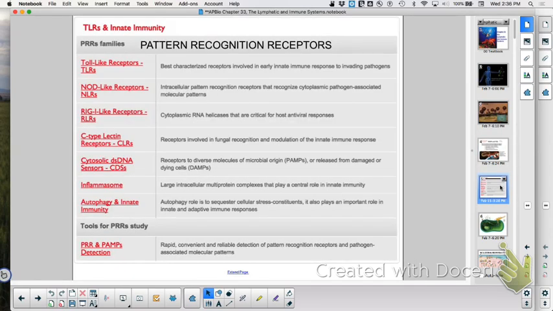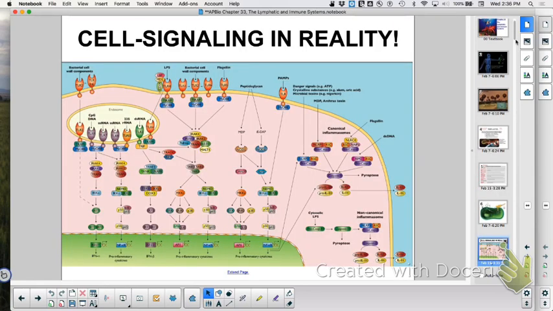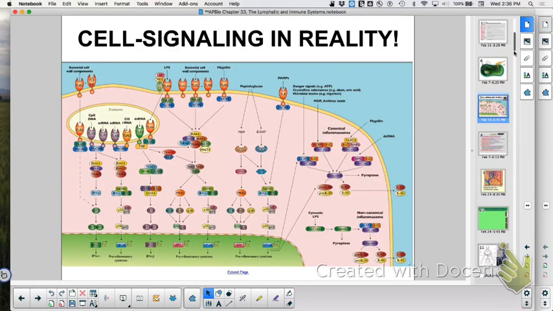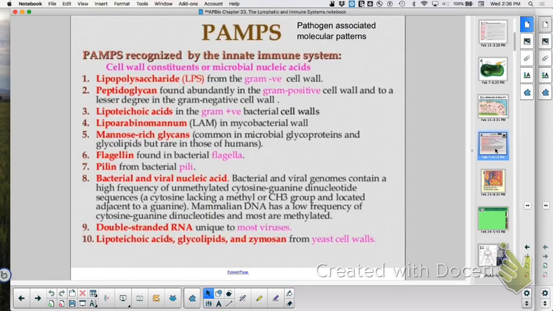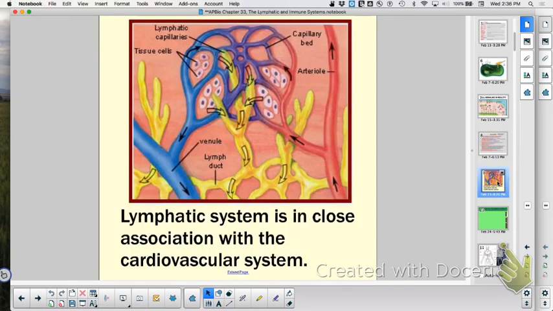And then I gave you examples of different types of receptors. We looked at how the pathway is in reality versus the simple diagram here. And then we also talked about different kinds of things that you might identify, like flagella. Could tell you, hey, we don't have that kind of flagella, so that would be a tripwire to trigger, hey, this is something that's foreign. We looked at examples of that. Then we moved into our immune system.